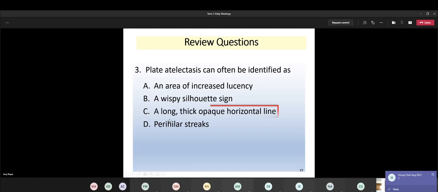C? Yes. So when you look at an x-ray, sometimes if there's atelectasis, because of the nature of our lungs being three-dimensional, and the x-ray itself only showing you two dimensions, the atelectasis may show up as just a little line almost. And the radiologists will call it plate atelectasis.